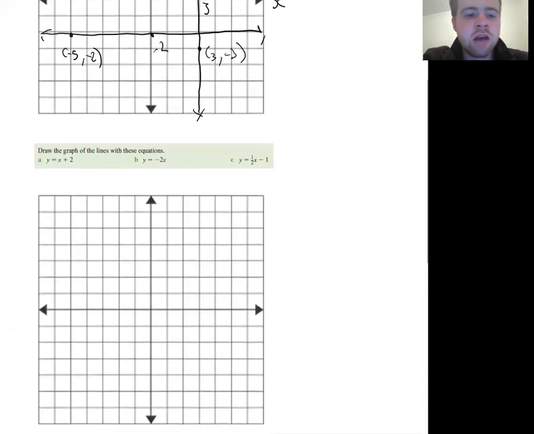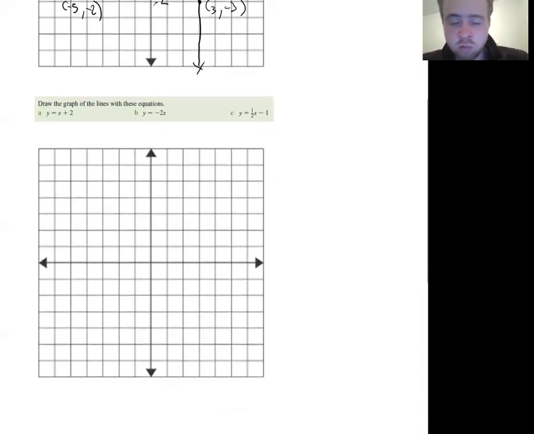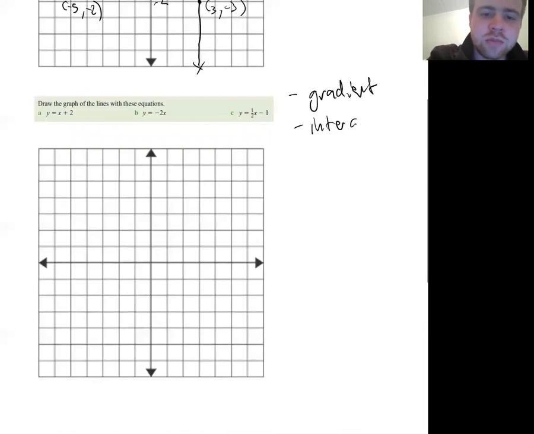All right, let's look at a few of these other ones here. Now, we notice straight away that these equations have a y and an x, so they're not so straightforward. So what we need to look for are two really important features. That is the gradient, and the intercept, or specifically the y-intercept. Those are going to be our two things that we need to look for in our equation that are going to help us sketch our line.